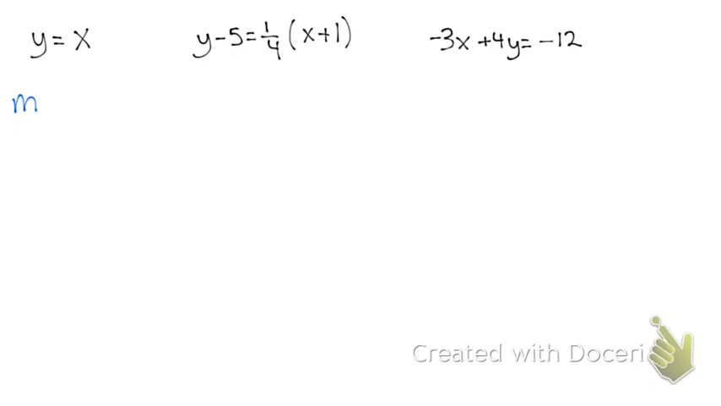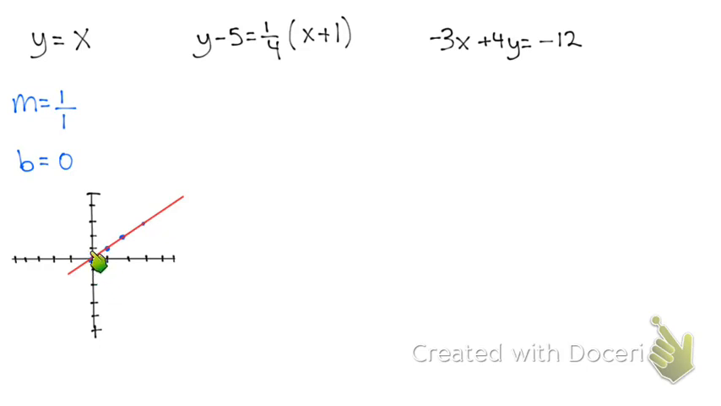So our first equation, y equals x. That's in slope-intercept form. So our slope is going to be 1. Our y-intercept is going to be 0. We don't have a number by itself. So when we graph this, we start at the origin, and then we go up 1, right 1, up 1, right 1, connect it, you get your line.